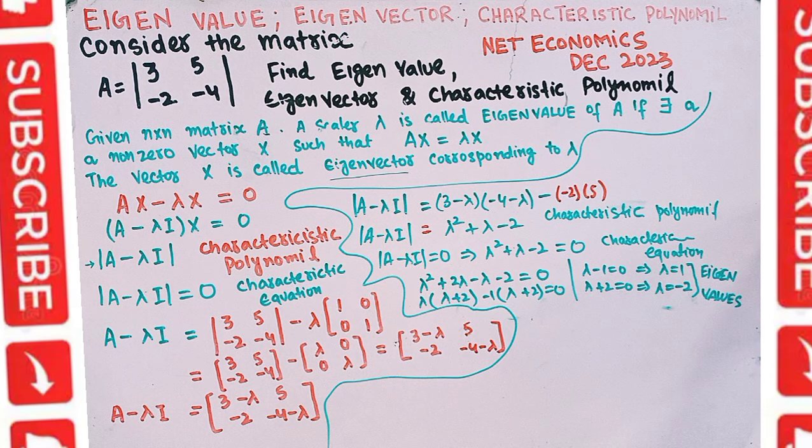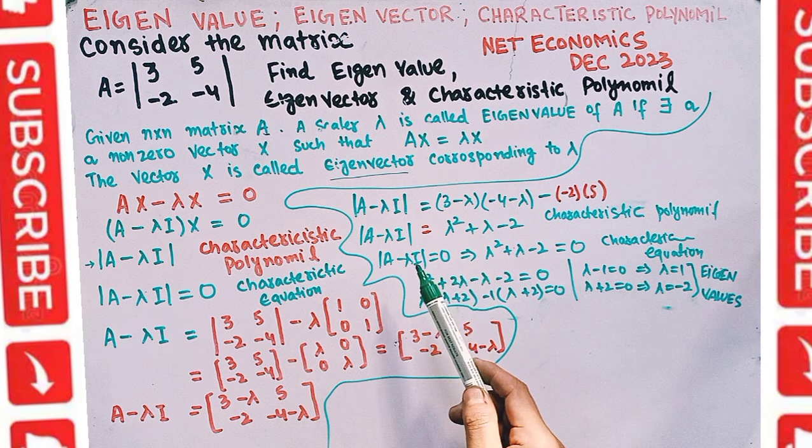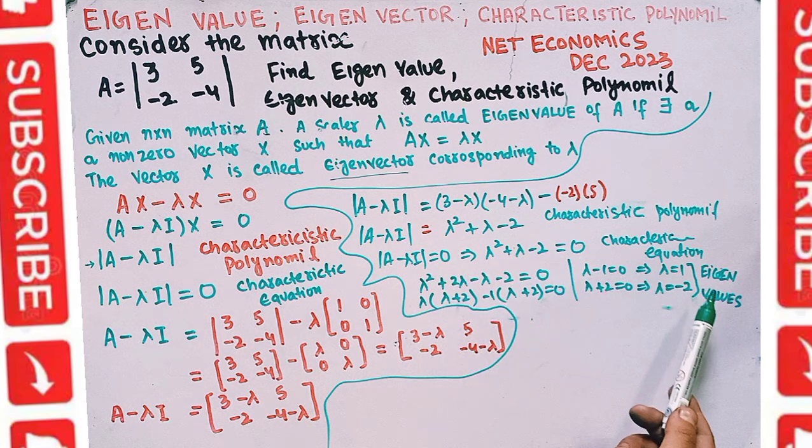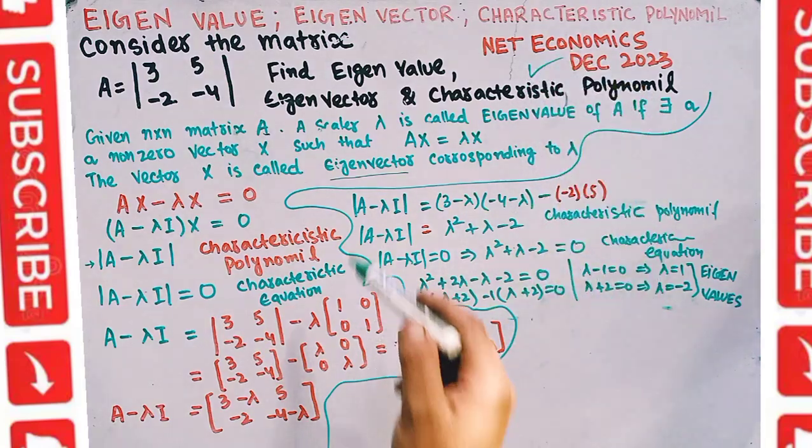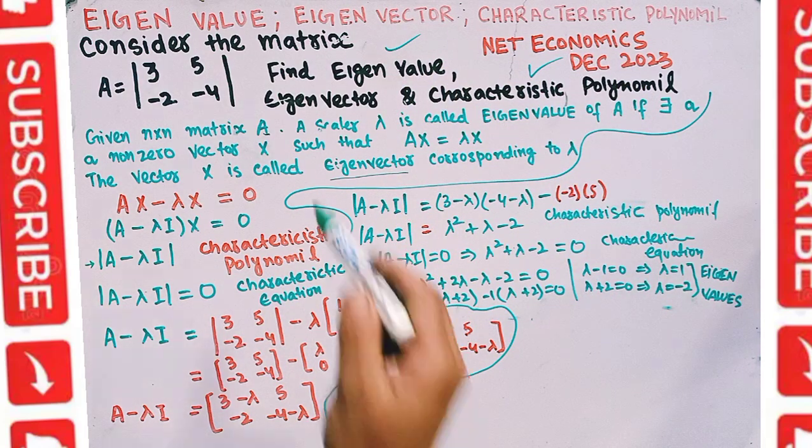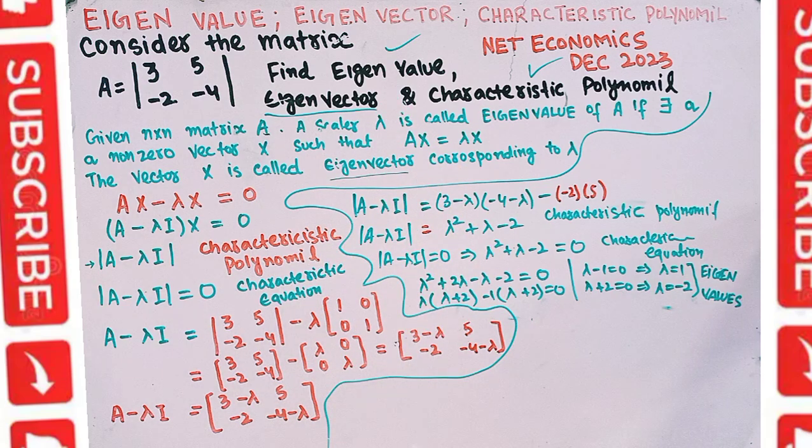I hope I am making myself clear. So when we set the characteristic equation equal to 0, we get the eigenvalues. So the characteristic polynomial we got, the eigenvalues we got. Now we need to find the eigenvectors. To find the eigenvectors, what will we do? The corresponding eigenvectors are found by using those values of lambda which we got here in the equation.